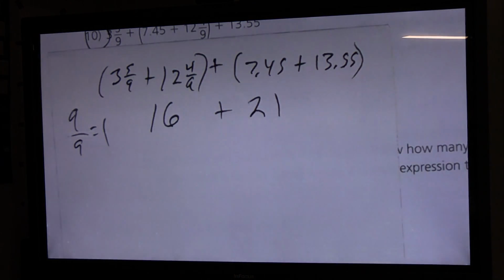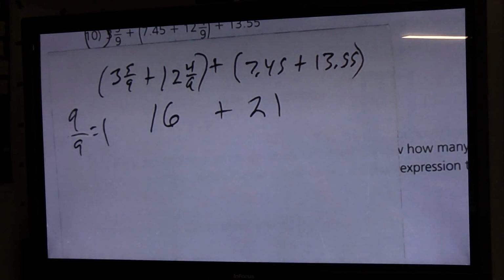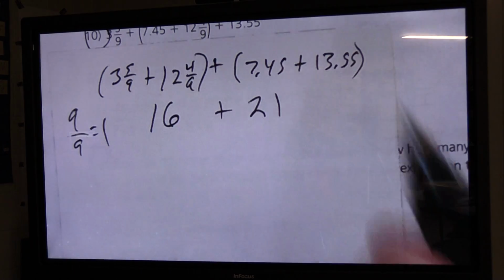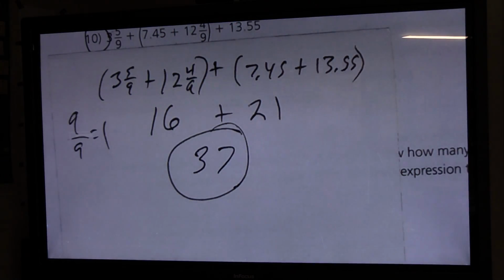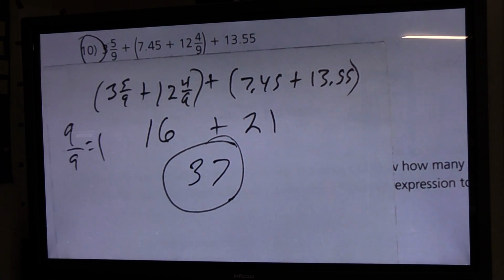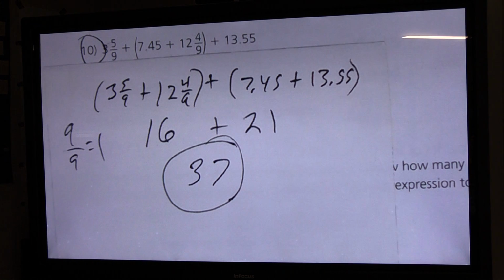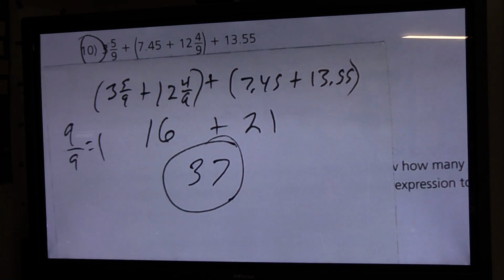You all agree with me so far? Yes. Okay. Then 21 plus 16, that's going to be 37. And I was able to do that very quickly, and I was able to get the same sum, as I'll show you here in just a minute.